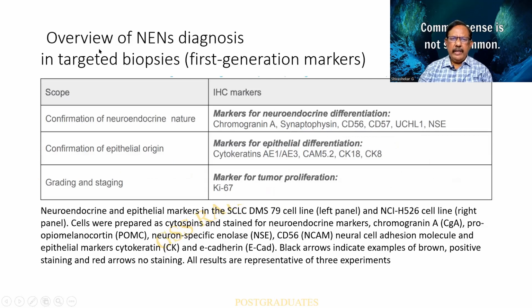These are again the various markers. These are subject to changes as such. Nowadays, they say that neuron-specific enolase is not very significant, whereas chromogranin, synaptophysin, they have stood the test of time. So, how do you confirm the epithelial origin? You find that these markers are essential for the epithelial origin. Neuroendocrine, by means of these, it can be done. And the grading and the staging, Ki-67 is most important. I think this alone will suffice for you to write a good answer.